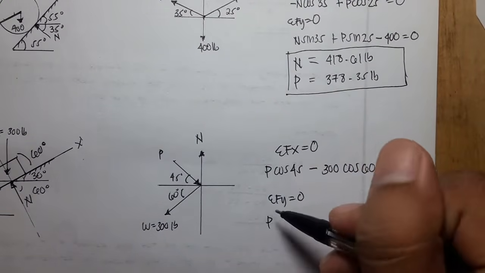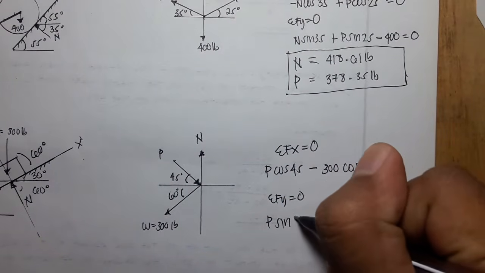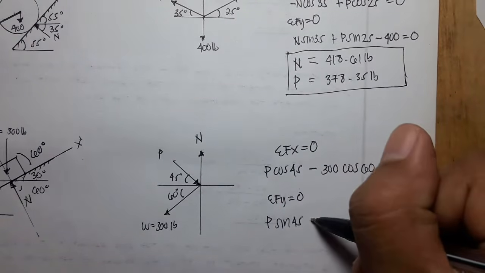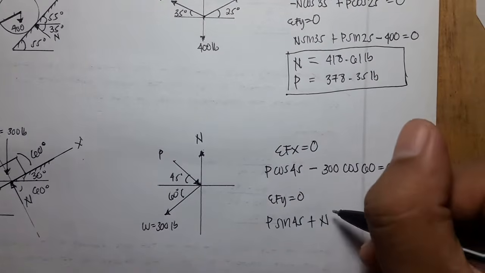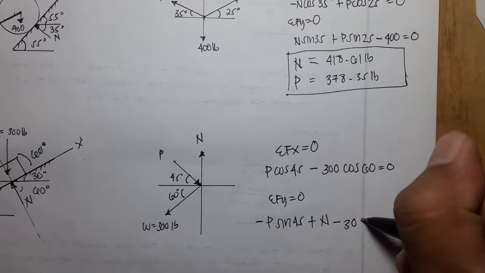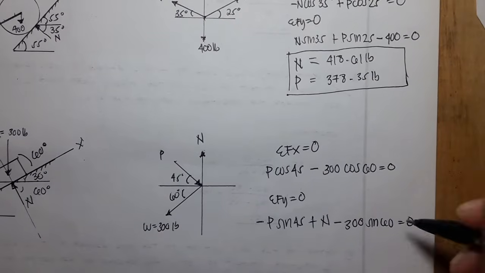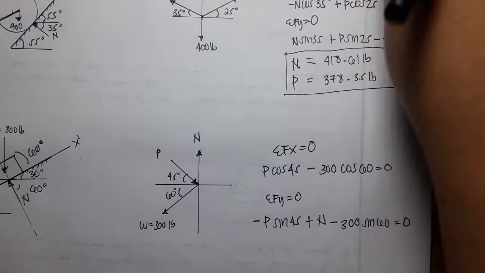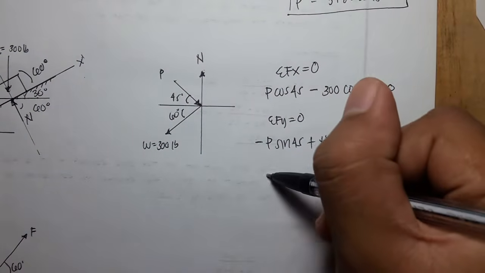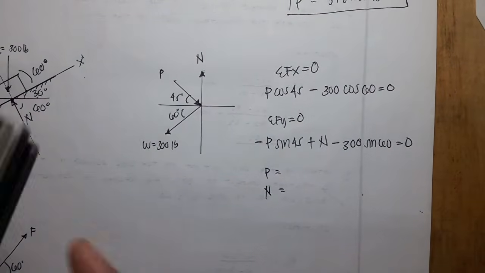So P, then sine of 45, then we should put the N first, plus N, then minus, this is minus also, so 300 sine of 60 equals to 0. So we can now input it in our calculator. So we will first solve for P, then for N.